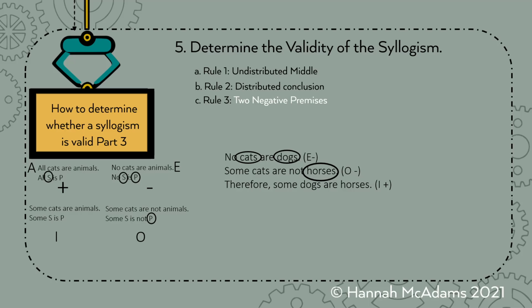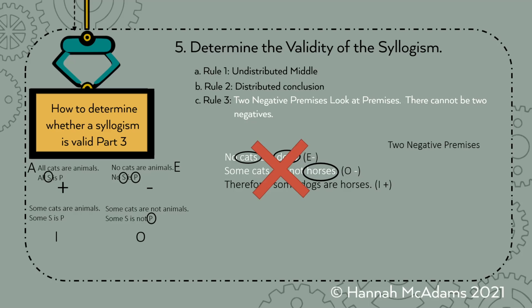Great. Okay, two negative premises. The rule is you can't have two negative premises. We look at the first two statements, which are the premises, and if both of them are negative, then it's breaking that rule. They're both negative, because we have no cats are dogs, where that word no is negative, and we have some cats are not horses. This is the easiest rule to follow. There cannot be two negatives. We have two negatives, so this is breaking that rule. This is called two negative premises.